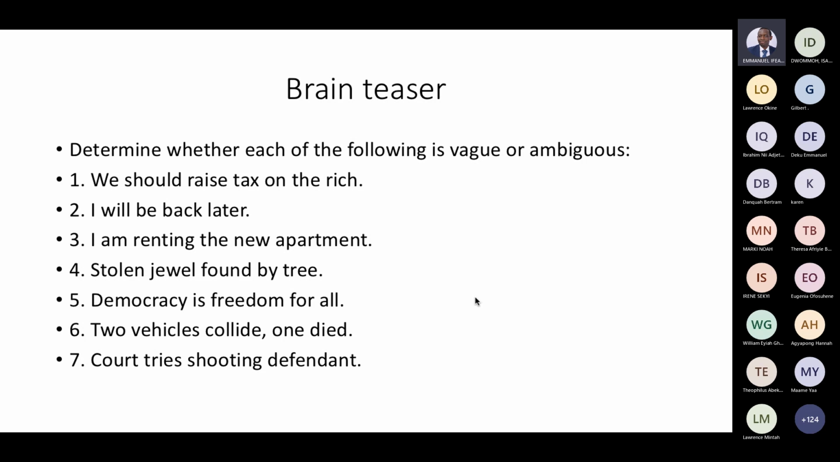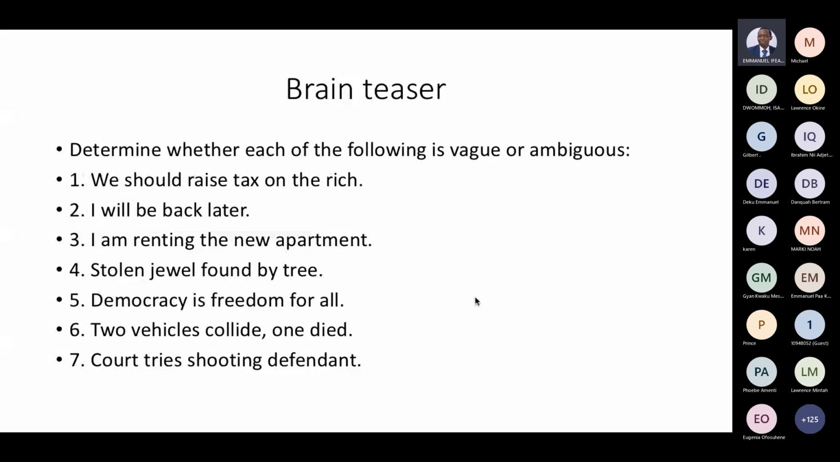Okay, so number 4, stolen jewel found by tree. Stolen jewel found by tree. Very ambiguous. Yes, so for the reason that, we don't know whether the tree found the stolen jewel or the jewel is found by the tree. It's found beside the tree. Okay, good. So we don't know if it was found beside the tree or the tree did the finding itself. So that's good.